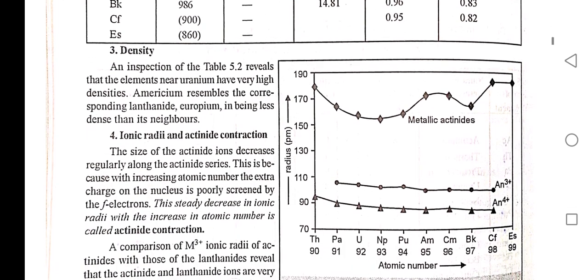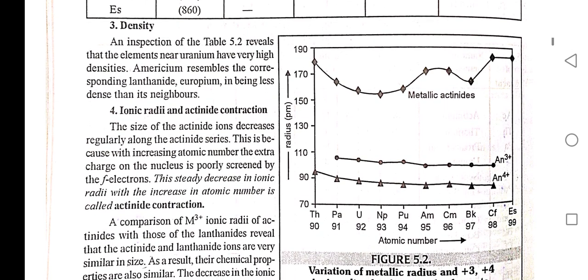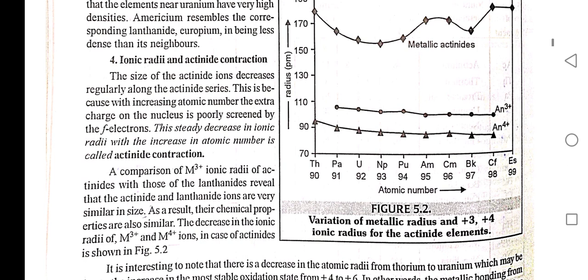Inspection of Table 5.2 reveals that the elements near uranium have very high densities. Americium resembles the corresponding lanthanoids. Europium is less dense than its neighbors.